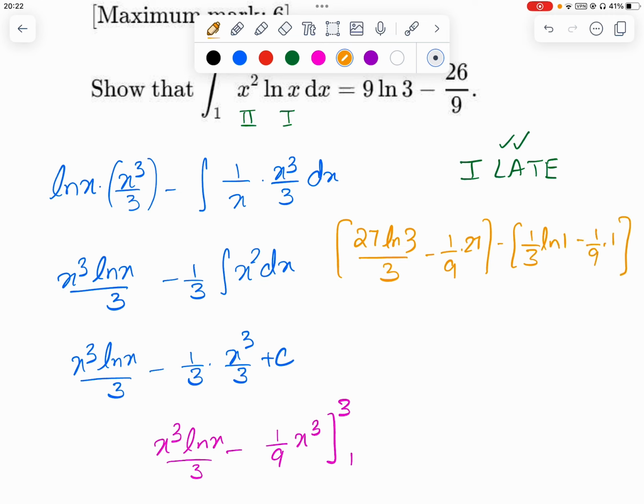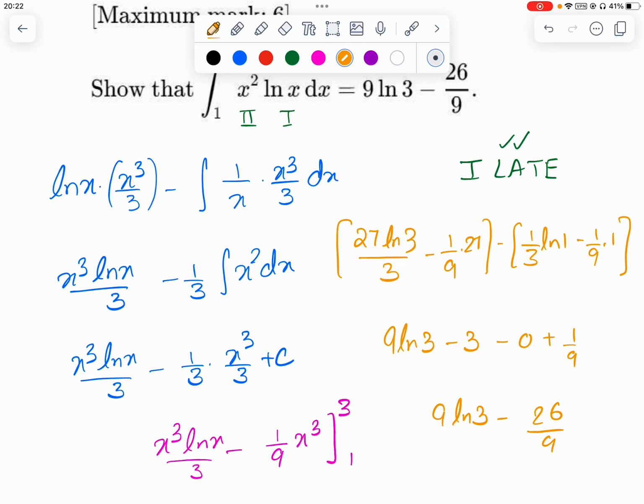So what does that become? 9 ln 3 minus 3, minus 0 plus 1 upon 9. So simplify that, it becomes 9 ln 3 minus 26 upon 9. That's going to be the answer which is asking us to prove it out.